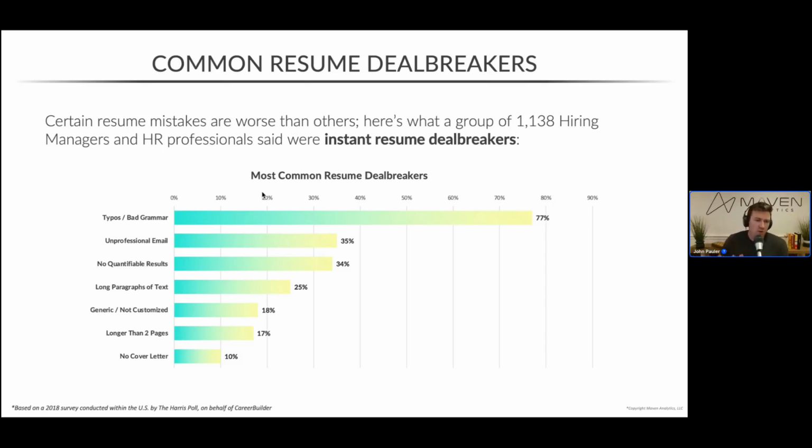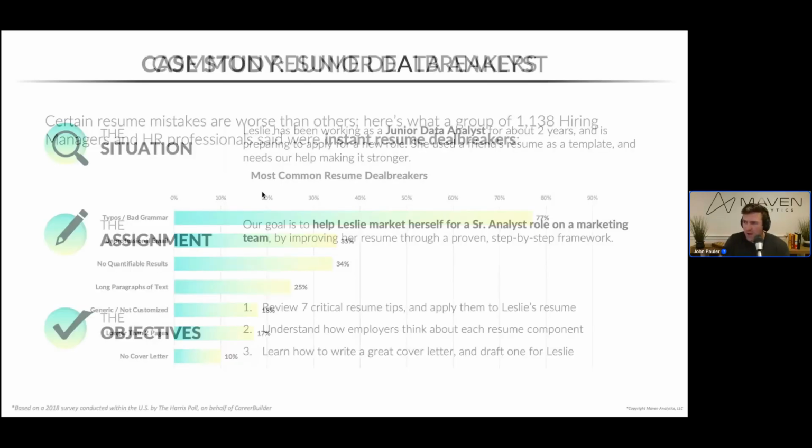But I would focus really on probably the top 4 here. Don't be sloppy. Make sure you don't have typos there. Use a professional email. If you can, have quantifiable results. That's a big one. And then try to avoid really big blocks of text.